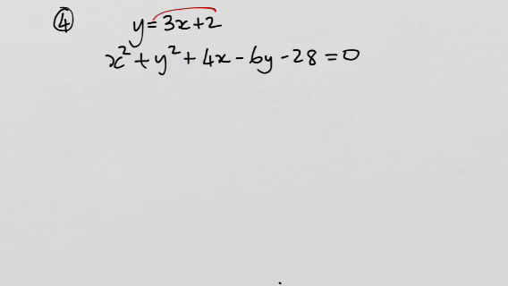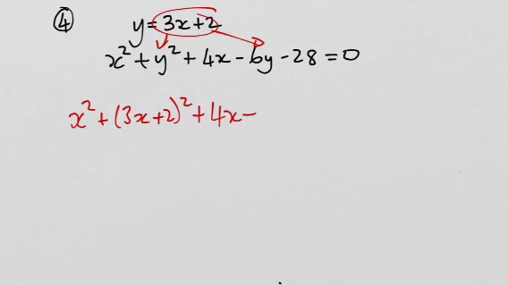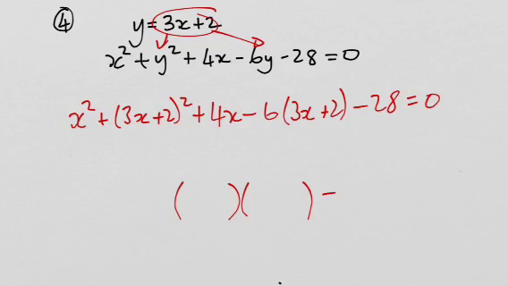Question 4, fairly simple as long as you don't make any silly mistakes. Substitute the y formula in. So you end up with x squared plus (3x plus 2) squared plus (4x minus 6) times (3x plus 2) minus 28 equals 0. Remove all the brackets, tidy it all up. You should be able to factorise it. That gives you your x numbers. Putting them back into the first equation gives you the y numbers.